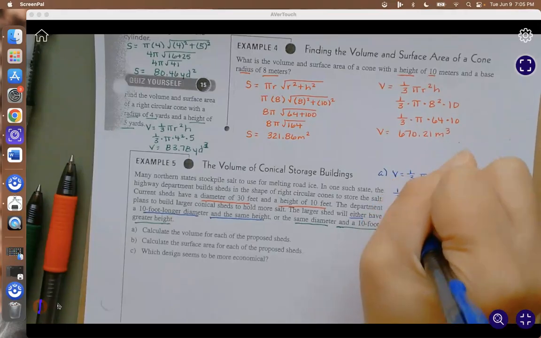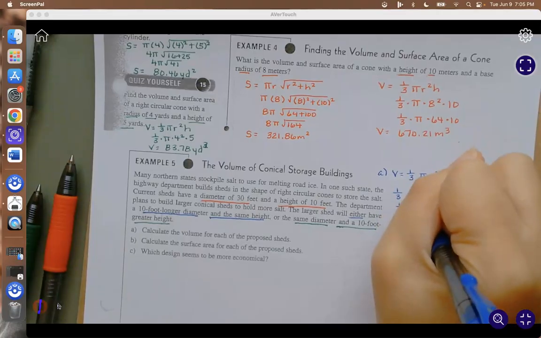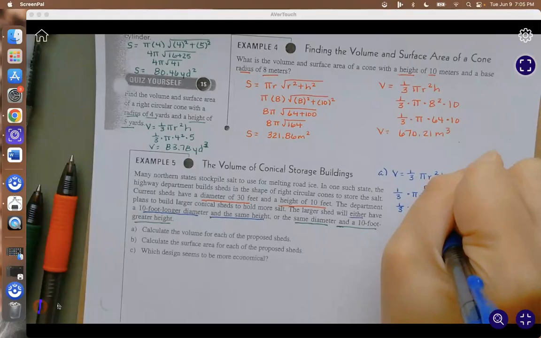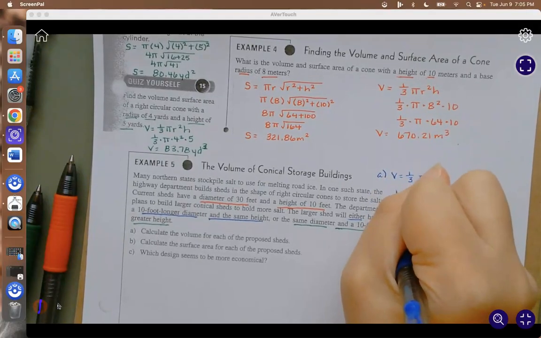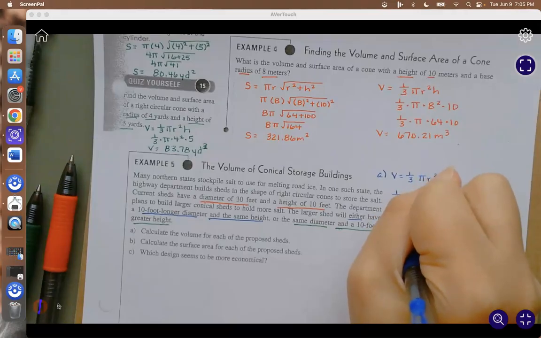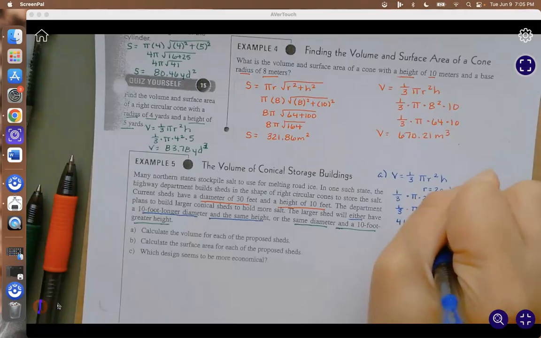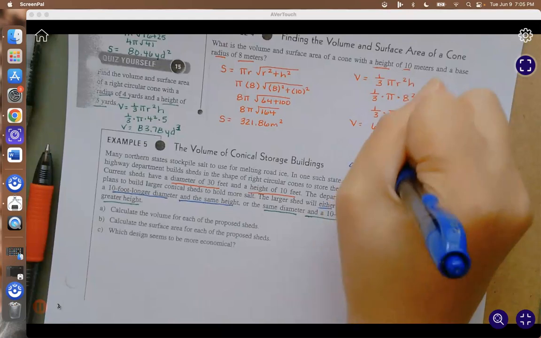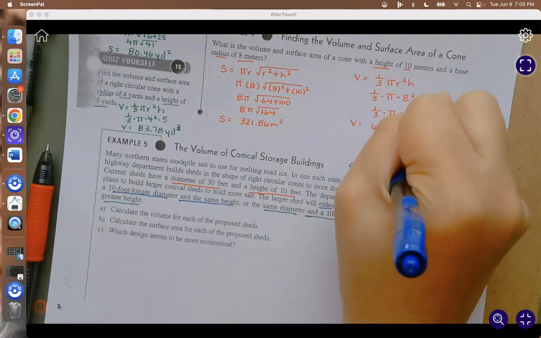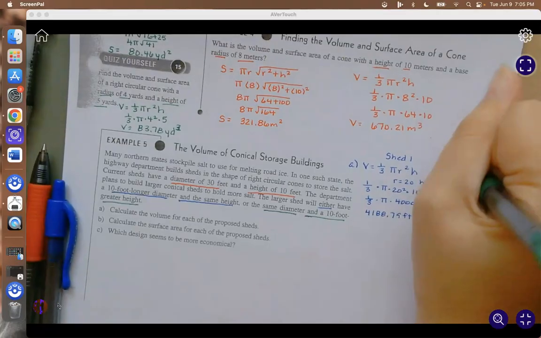So that'd be 1/3 times pi times 4,000. Type that all in, and you get 4188.79 feet cubed. This is shed 1.